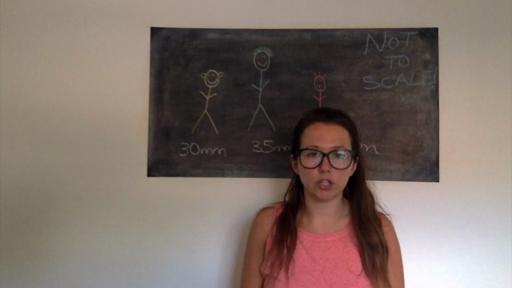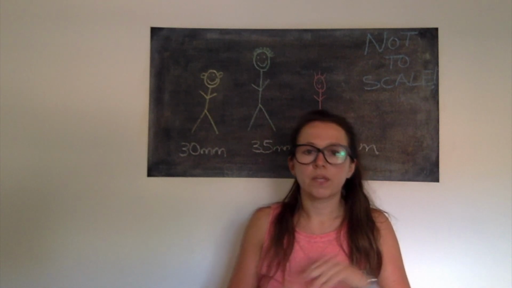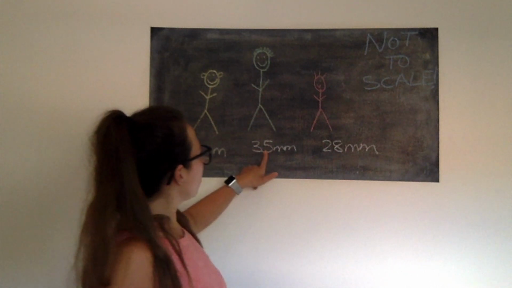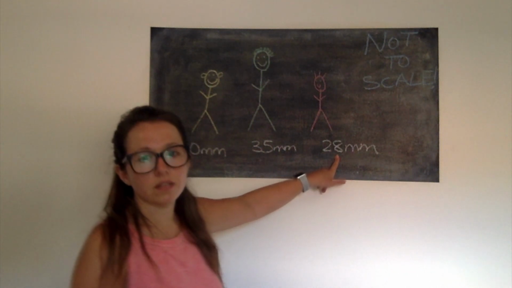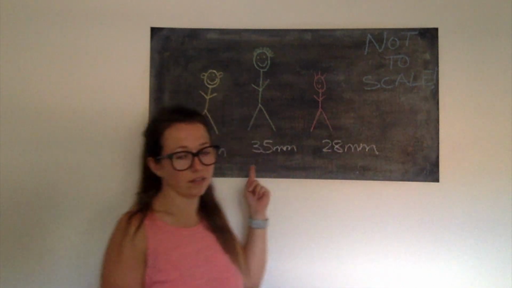Yesterday we started to look at units of measure. Now today we're only focusing on millimetres and centimetres. So here I've drawn three characters on the board. I've got one 30mm, one 35mm and one 28mm. Now hopefully you realise that these are not to scale, so that means they're not actually that size.